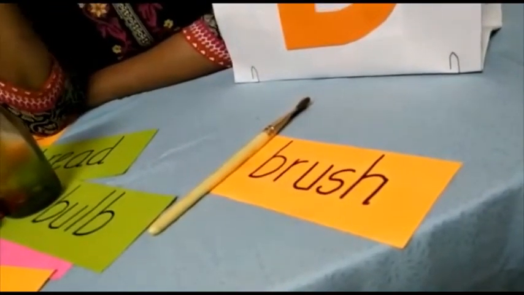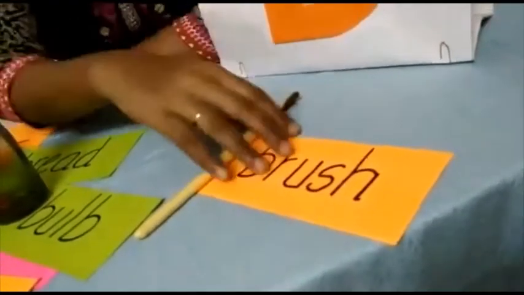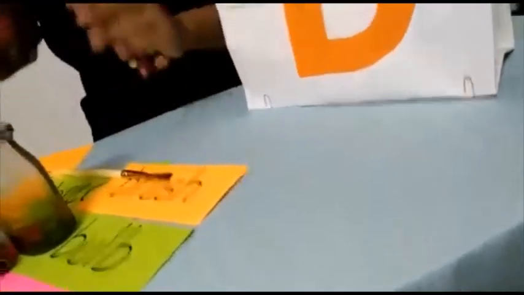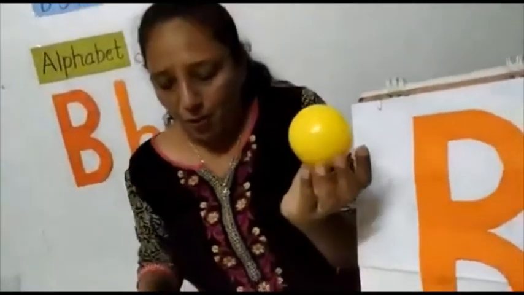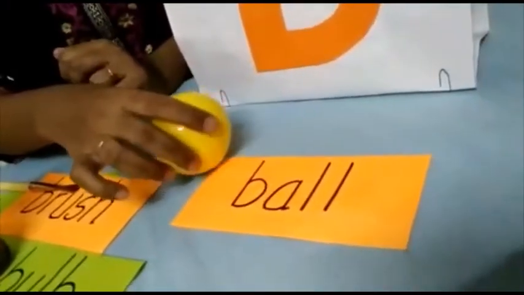Now I'm tired. I ate my bread and butter. I did everything. I did painting also. Now I want to play. So I play with my favorite ball. See this ball. You play with your friend with the ball. B for ball.